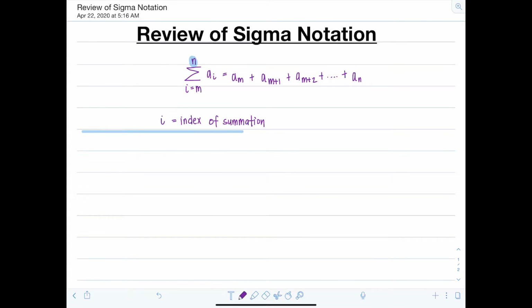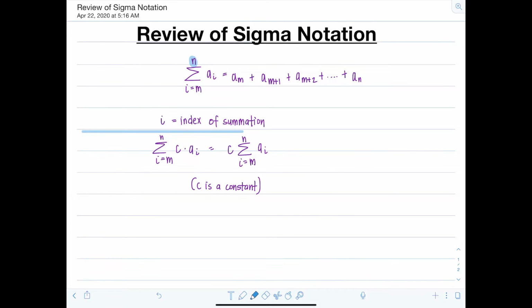Okay, a couple important properties that we want to establish before moving forward. First one is, if you have the sum i equals m to n of a constant c times a sub i, I can pull the constant outside of the sum and I will have equality. Okay, so c is a constant. Basically, you can factor a constant out of a sum and you'll get the same result.